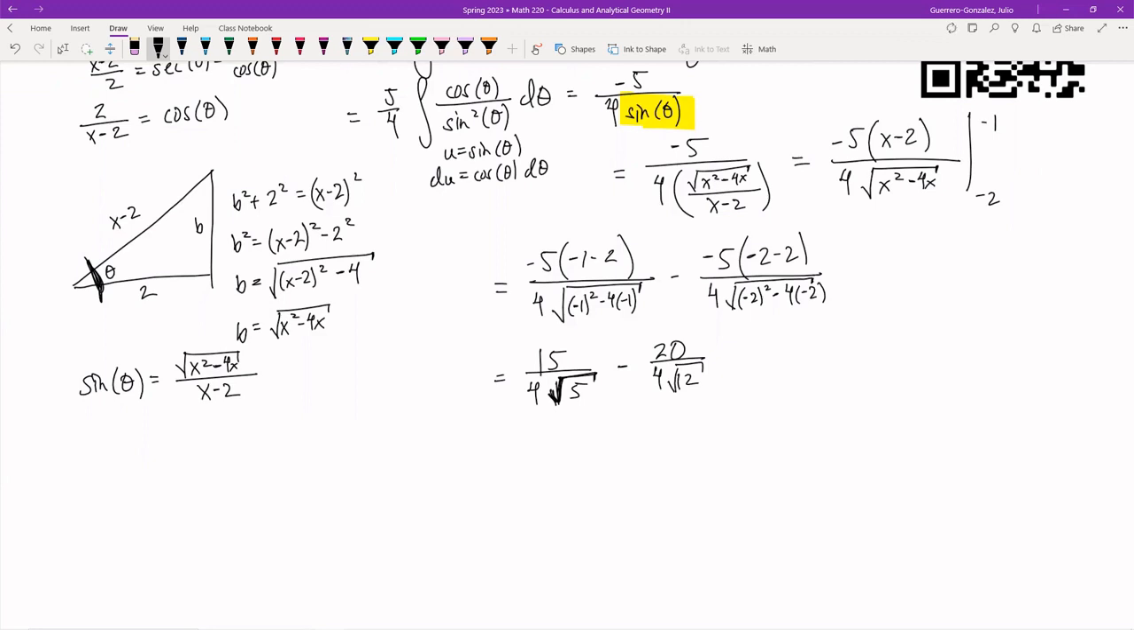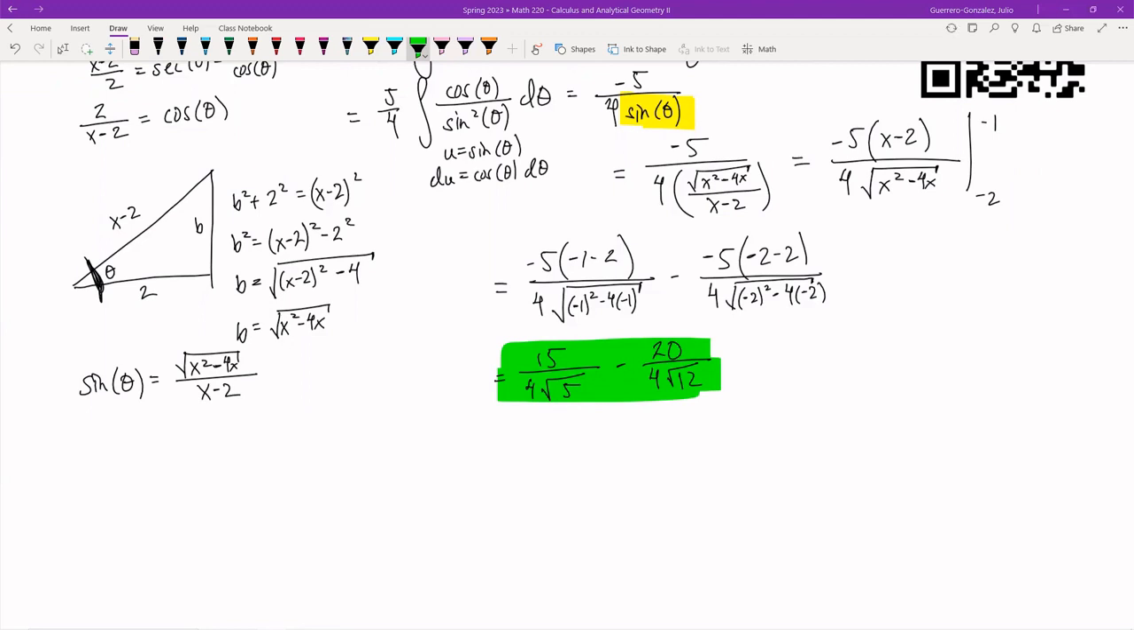12. This right here, let me rewrite this a little nicer. It looks sort of messy. 15 divided by 4 square root 5 minus 20 divided by 4 square root 12. Okay, so this is the final answer here. This one right here. That is the final answer.